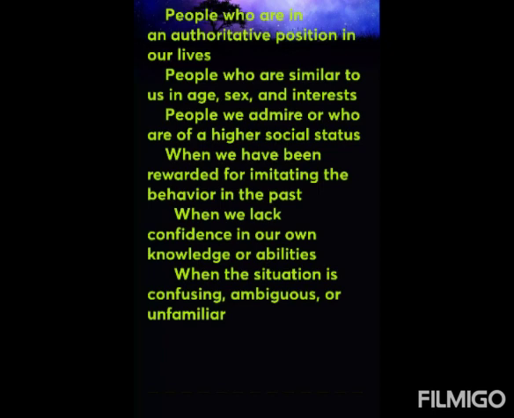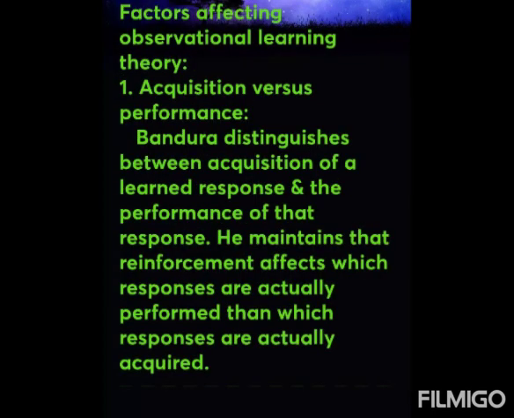So we imitate people we admire or who are of a higher social status, and when we have been rewarded for imitating the behavior in the past. Once we were rewarded for imitating the behavior in the past, you are good in that area, you acted correctly, so we do the same reaction in the next situations also. When we lack confidence in our own knowledge or abilities, it affects imitation. And when the situation is confusing and ambiguous, it is very difficult.